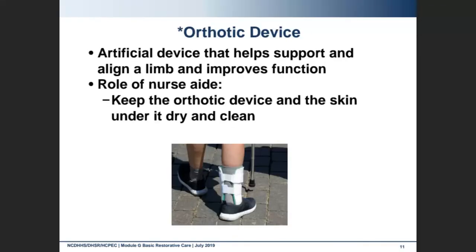Now, an orthotic device is something that helps to support and align a limb to help with the function of that limb. So this might be like a splint or a brace or some kind of shoe insert. Our role with this is to understand that these devices are typically specific to a resident as well. So it's not like a shared piece of equipment. We want to, again, make sure we're trained on how to properly put them on. Some will require some padding, and we're always being conscious and aware of rubbing, skin breakdown, pressure points, etc.